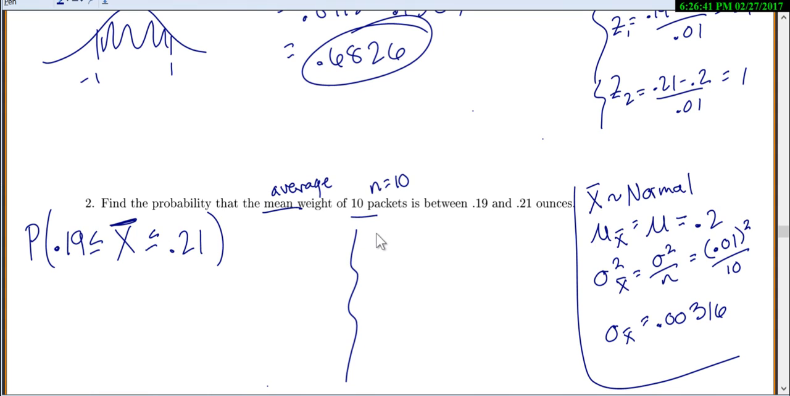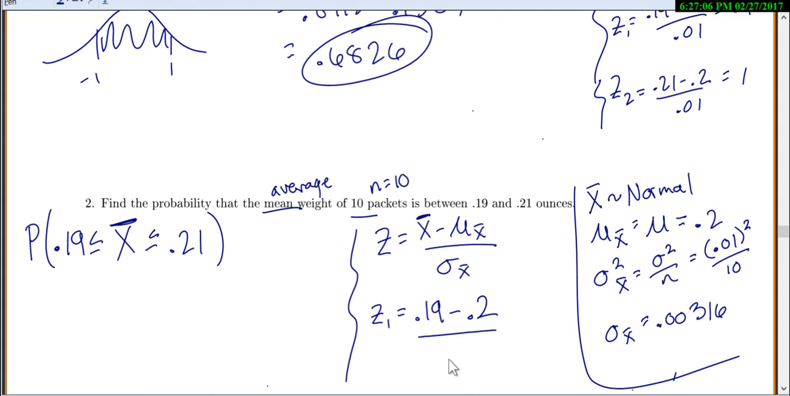But now when I want to find my z-values, I'm not starting with x's anymore, I'm starting with the average. So we'll do x bar minus the mean of x bar over the standard deviation of x bar. Since I'm dealing with an x bar, I want to make sure I use the mean and standard deviation for x bar. So my first z-value, I have an x bar value 0.19 minus the mean of x bar, which is 0.2, and the standard deviation is 0.00316. So notice the biggest difference here is our standard deviation changed.